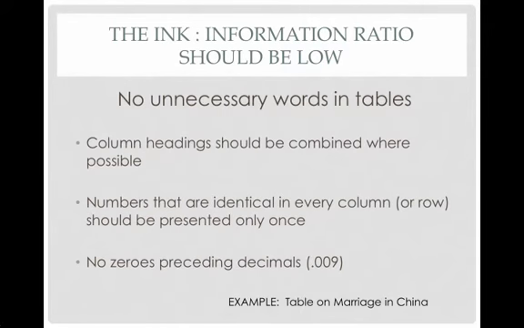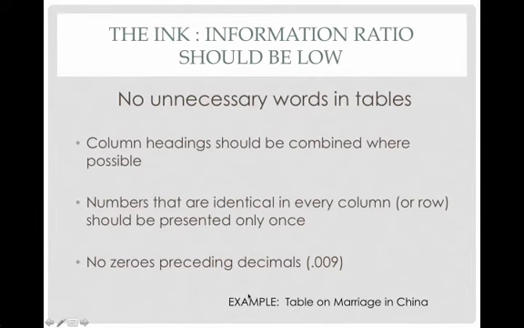Okay, in tables, there's a similar rule. So the column headings should be combined where possible so that you're not seeing the same thing over and over again. Numbers that are identical in every column or row should be presented only once. And no zeros preceding decimals. A lot of things you read will have zeros preceding the decimals, but you're going to see how when you take them out, it makes it easier to read.